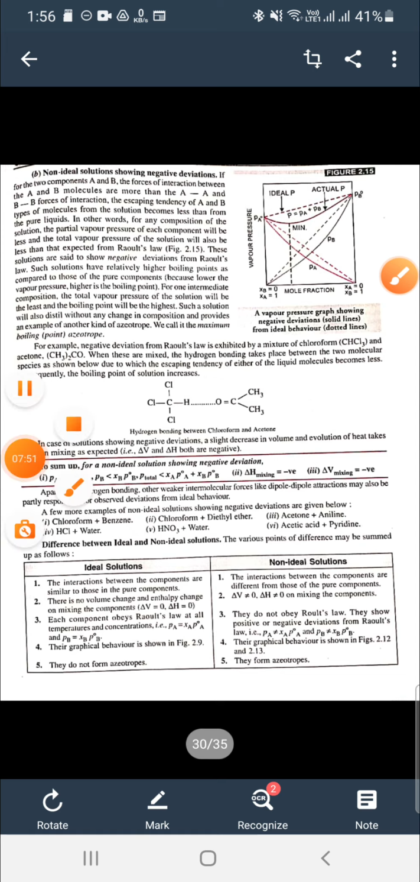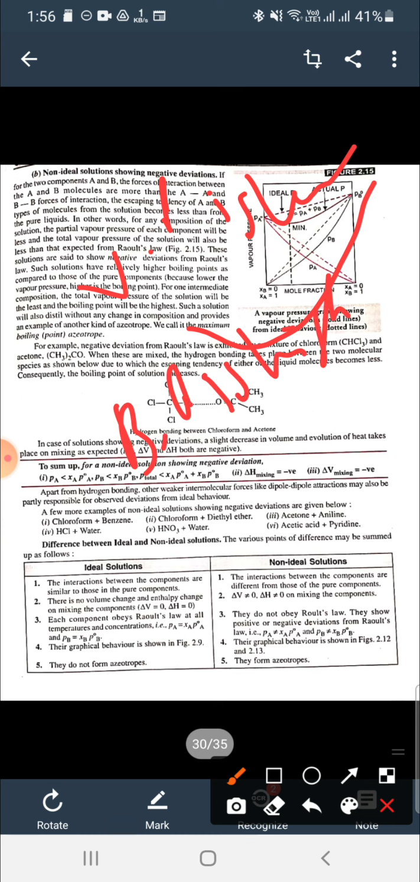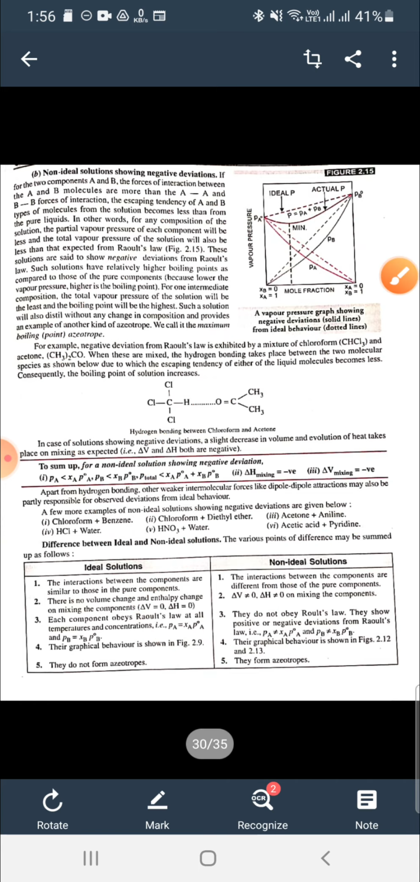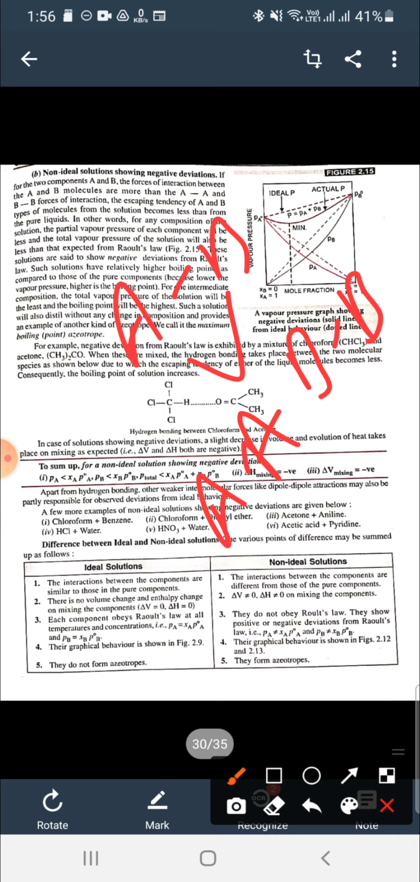For solutions showing negative deviation, the graph is lower. It means the vapor pressure is low, and as the vapor pressure is low, the boiling point is high. So the azeotropes formed here are known as maximum boiling azeotropes. Also, the interaction between AB is always higher than the interaction between AA and BB.